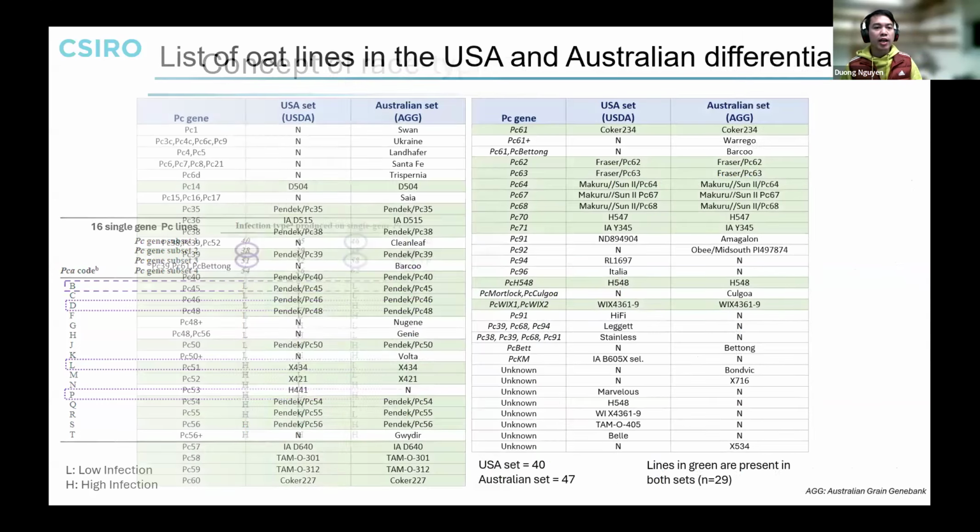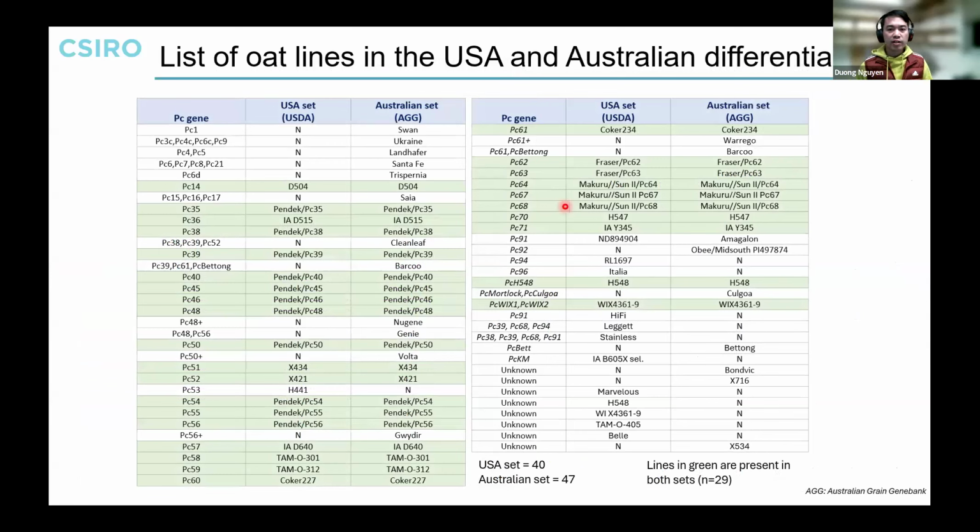Here we are looking at the comparison of the two different sets, one from the USA and one from Australia. There are 40 lines from the USA, which in this project we acquired from USDA, and 47 from Australia, which we acquired from the Australian Grain Gene Bank. Comparing the two sets, we identified 29 in common, as marked in green here.